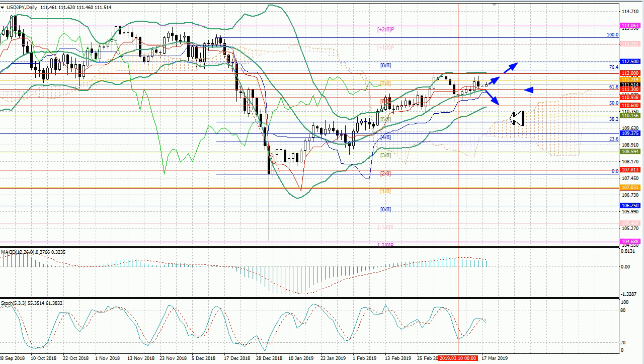Bollinger Bands are directed upwards, a MACD histogram is stable in the positive zone, and Stochastic is reversing down. Fundamental events of the week include the publication of data on inflation and manufacturing PMI in Japan. Generally, the continuation of growth is possible, but one cannot exclude a decline in case of the breakdown of 111.30.